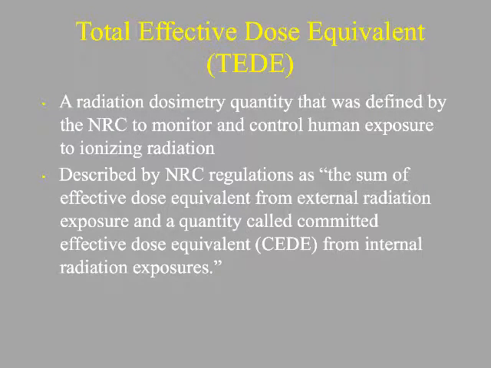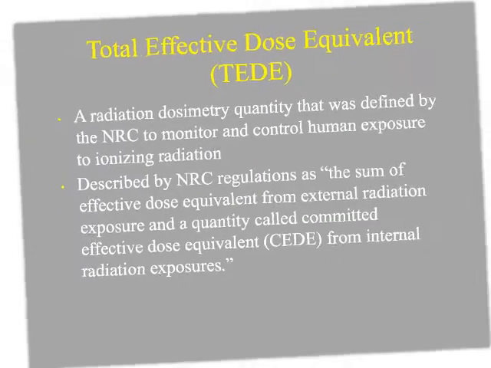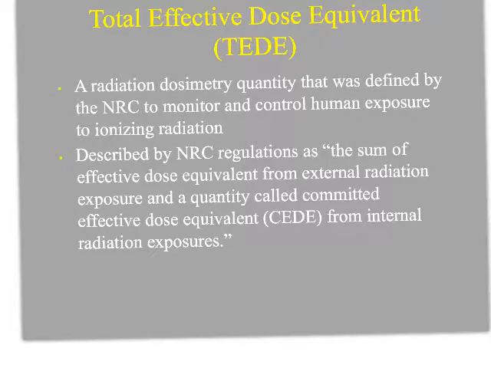So just two more kinds of units that we need to talk about. The TEDE is defined by the NRC to monitor and control human exposure to ionizing radiation. It's a total effective dose equivalent. And with this amount, this is the total effective dose equivalent for the person. It's the closest thing to like a whole body dose statement that we could make.